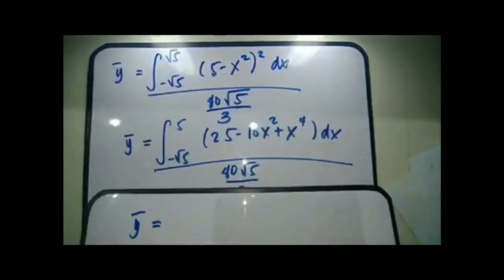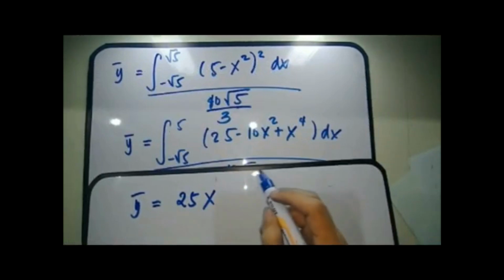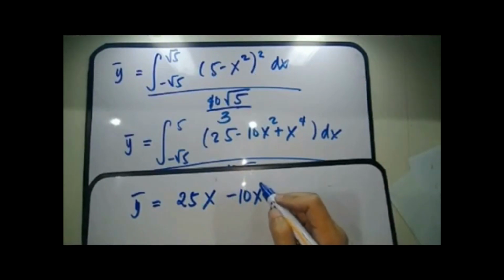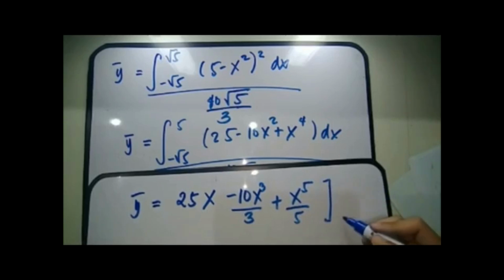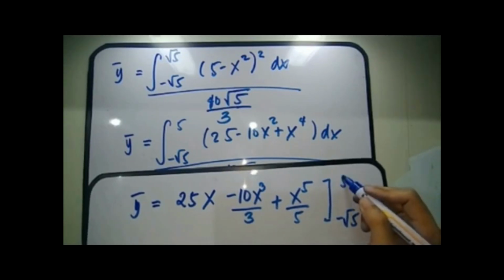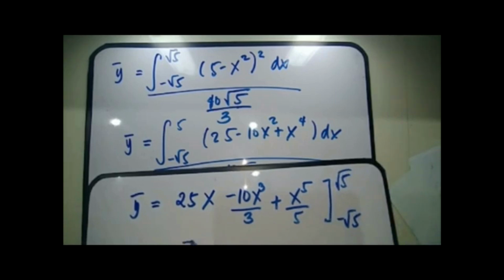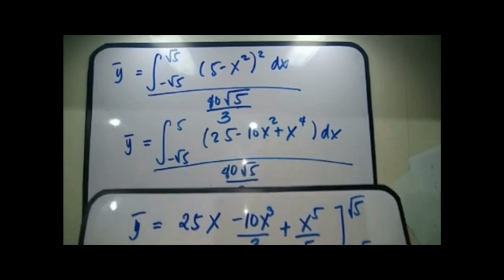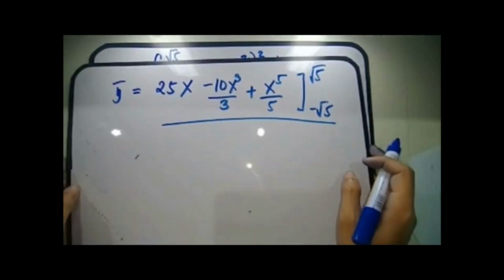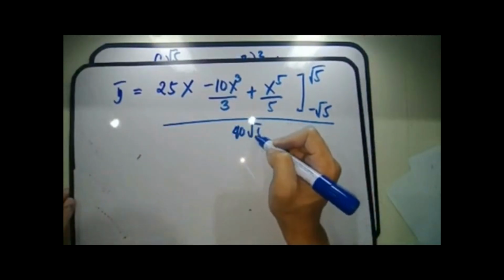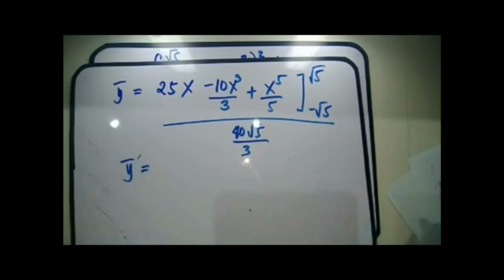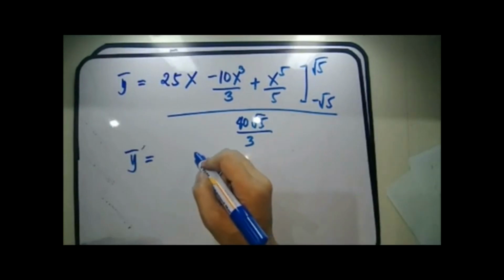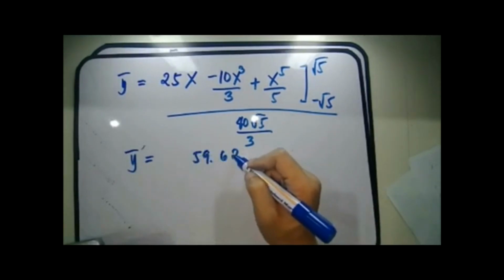So i-integrate natin. You have here 25x minus, power formula, 10x cubed all over 3 plus x raised to 5 all over 5. Then we have this limit, negative square root of 5 to the square root of 5, all over yung twice ng area. So i-simplify na lang natin, guys. Use natin yung calculator natin. Using your calculator, yung sa taas natin will be 59.6285.